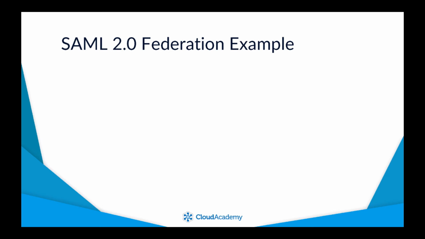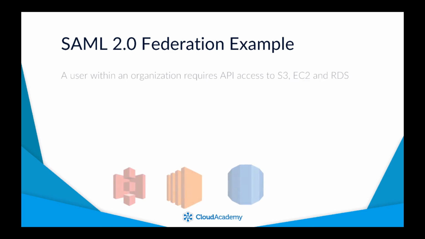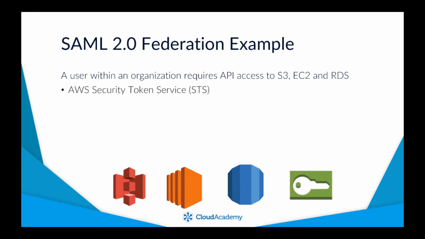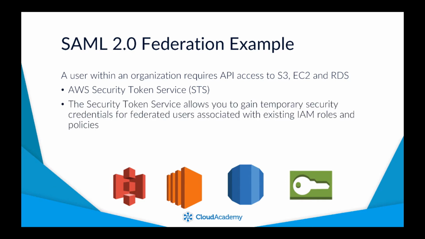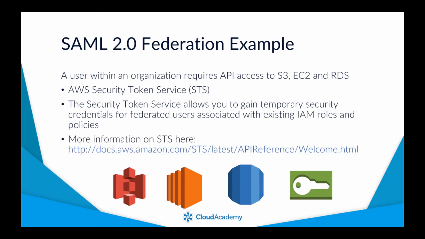Once configured, let's take a look at how the Active Directory authentication mechanism is established. This example will assume a user within an organization requires API access to S3, EC2 and RDS. This scenario will also include the use of an AWS service called Security Token Service, STS. The Security Token Service allows you to gain temporary security credentials for federated users via IAM, which are associated with existing IAM roles and policies. More information on STS can be found here.